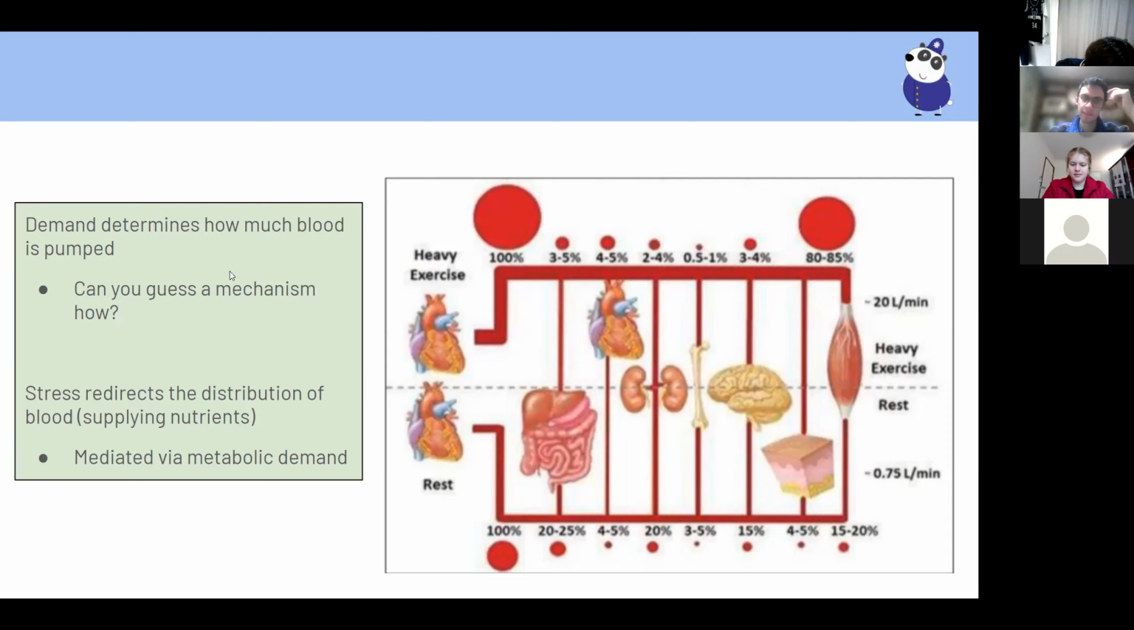So can you think of a mechanism? How does the heart change how much blood it pumps out? What mechanism tells the heart to do that? Does anybody have any ideas?